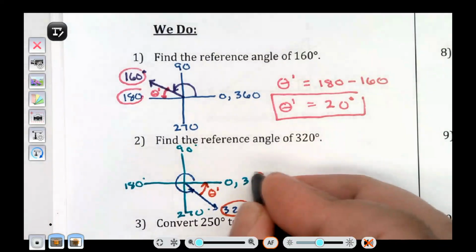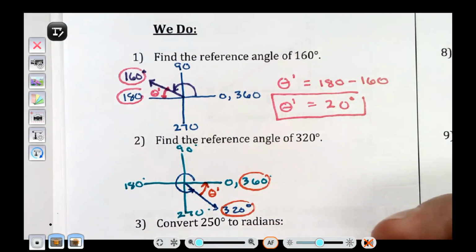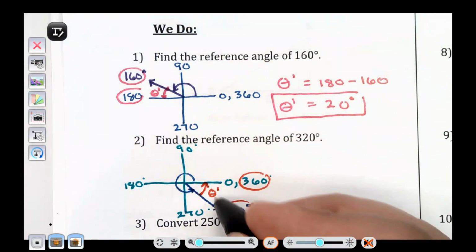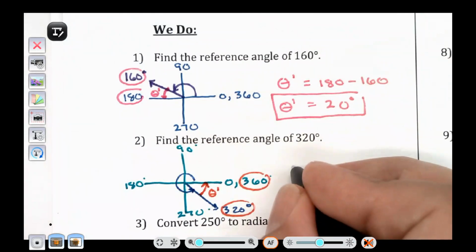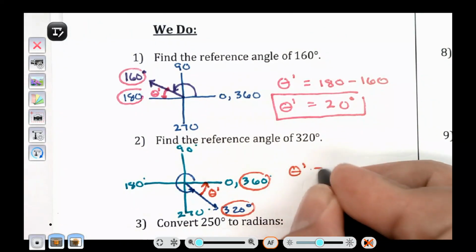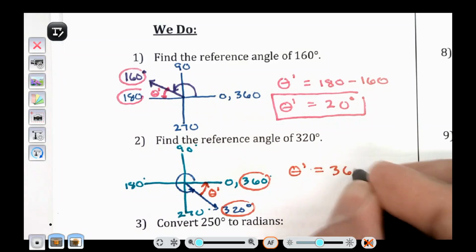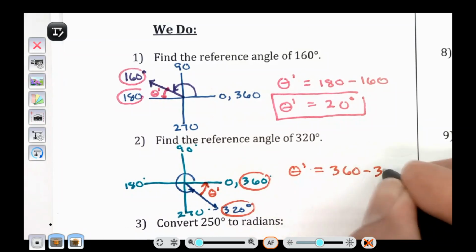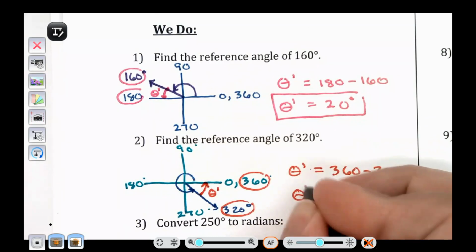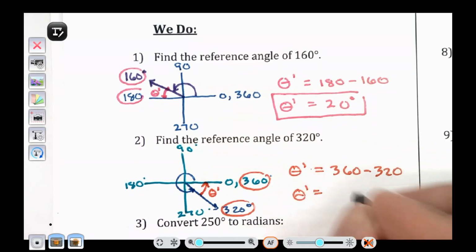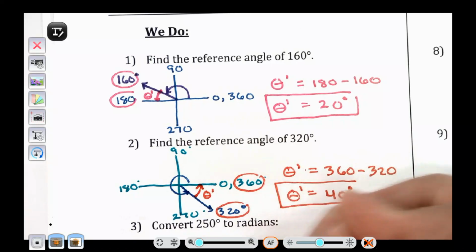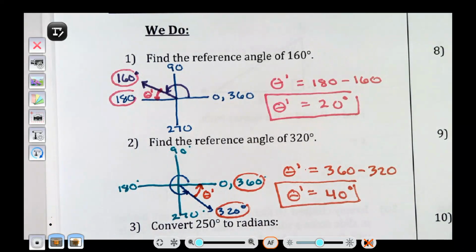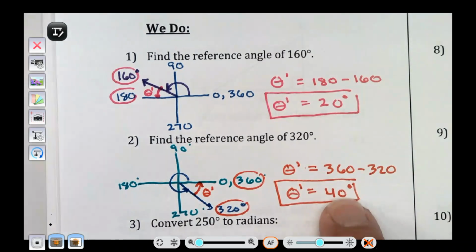So I'm going back to, or I'm going up in this case to 360. But again, reference angle should be positive. So when I do try to find my reference angle, I will take the bigger number of the two and subtract the 320. Remember, my answer should be positive and less than 90. And yes, of course, it is both of those things. So there is my reference angle for this problem. All right, so again, reference angle should be positive and less than 90. Moving right along.